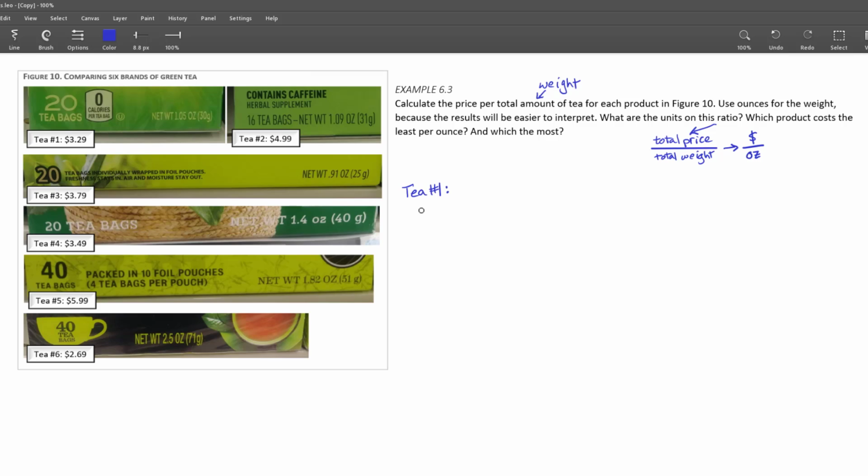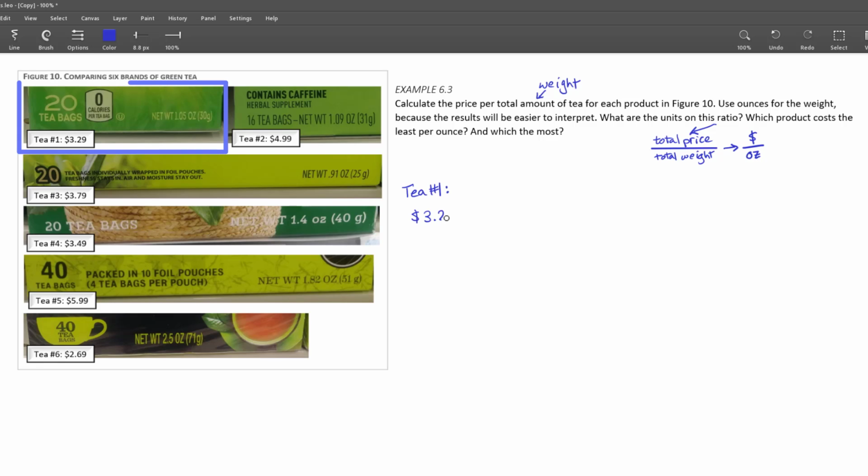In example 6.3, we're using ounces, and the reason is because we're going to get a total price per ounce that is going to be in magnitudes that make sense in currency. Whereas if we used total price per gram, we would end up with leading zeros after the decimal in currency, which just gets harder to compare. So there's no reason other than that to use one or the other.